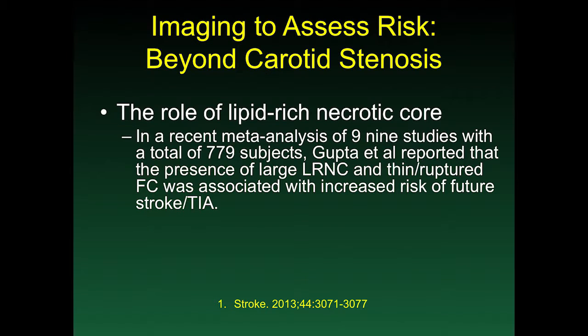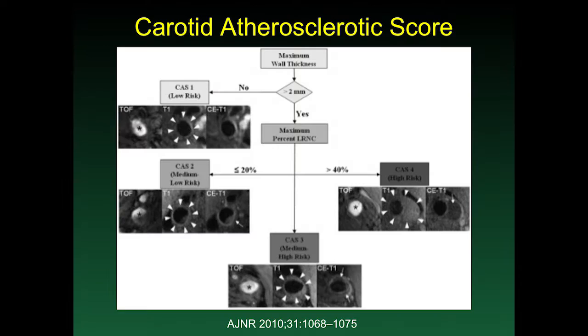So what we feel is that the role of lipid-rich necrotic core has been well analyzed in a meta-analysis by Gupta, reviewing 9 studies, almost 800 patients, and clearly showed that large necrotic core was associated with an increased risk of future stroke or TIA. We participated in this study called the Carotid Atherosclerotic score, kind of based on coronary artery calcium scoring, where we take complex ideas and try to simplify it.